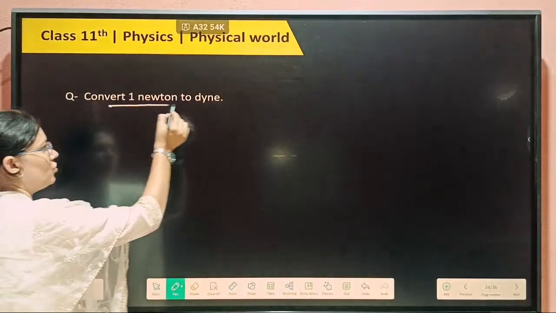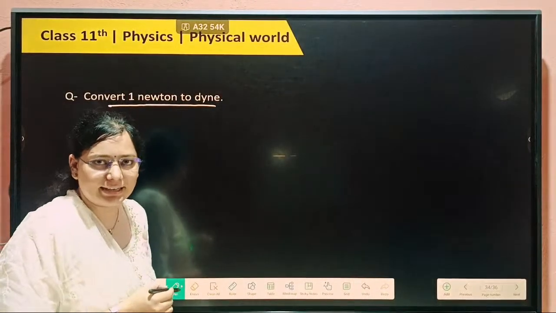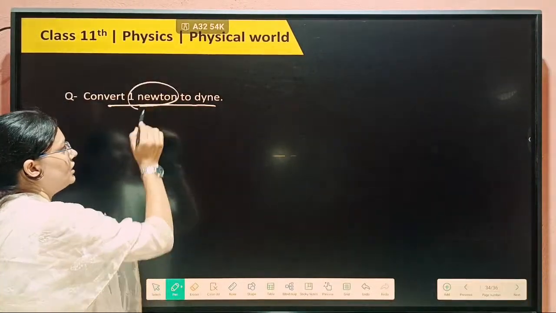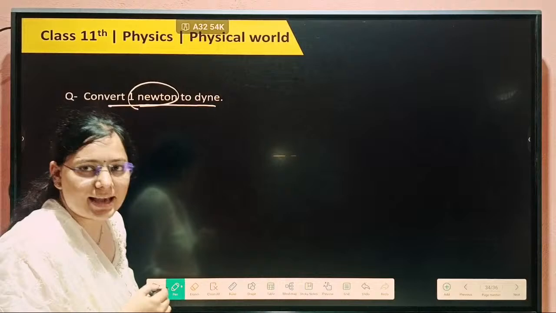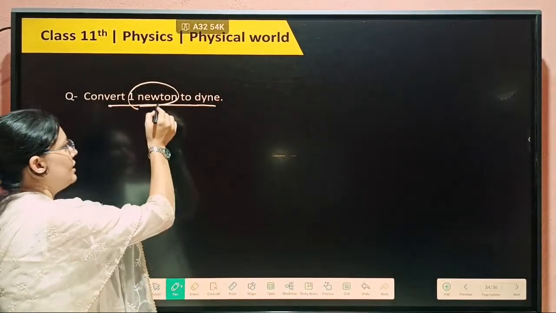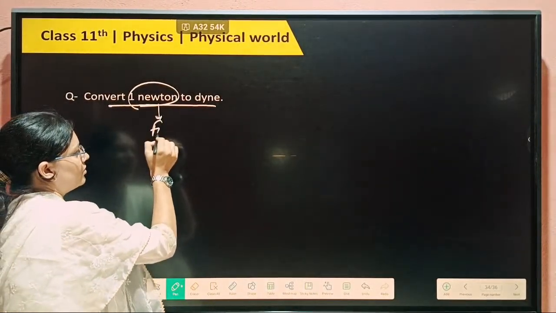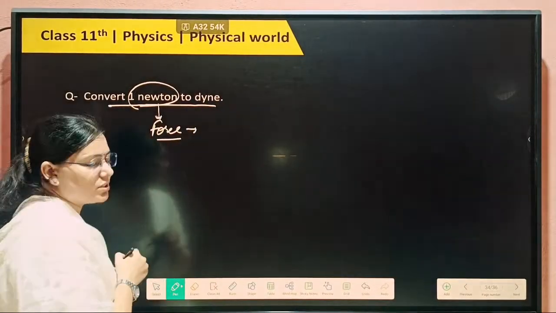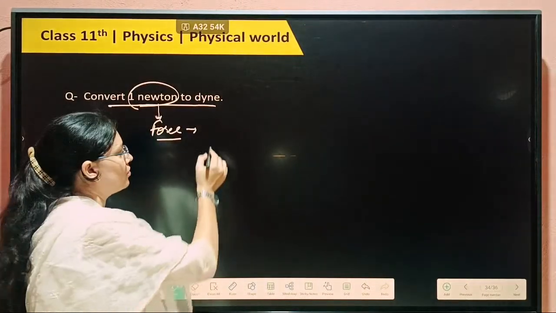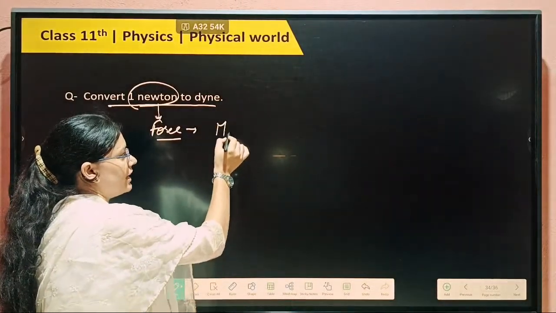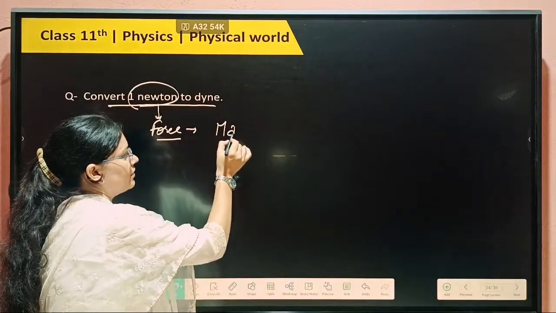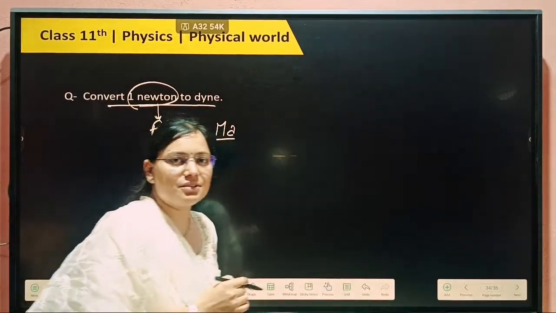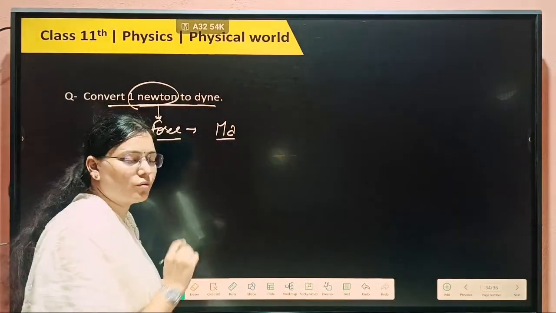For example, here you want to convert 1 Newton to dyne. Newton, we know about this one. Newton is the MKS SI unit of force. So we know about the force unit. First we will write the dimension formula of force. If you don't remember the dimensional formula of force, then first we can write its formula.